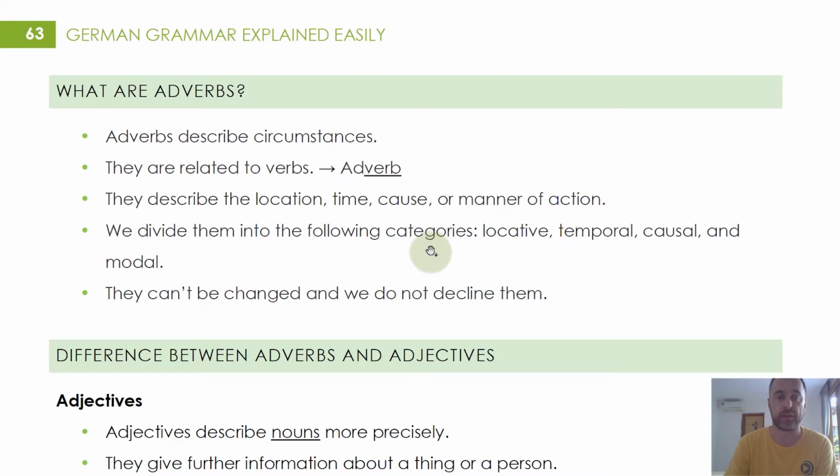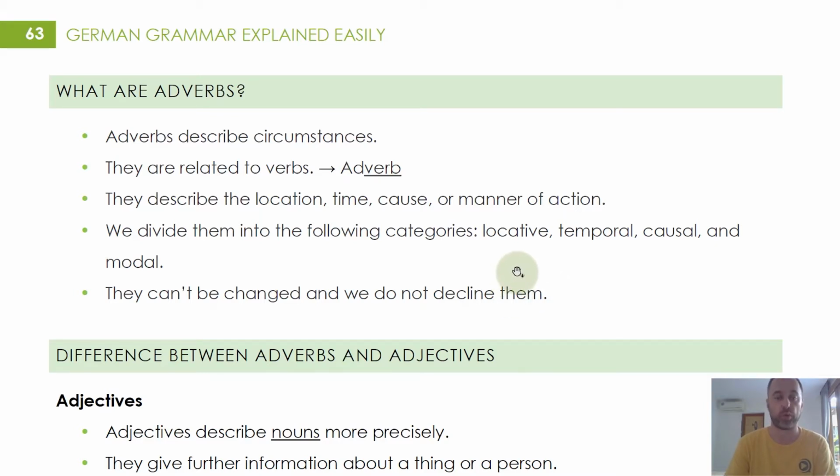And we can divide them into the following main categories. It's locative, so about the location, temporal, so about the time, causal, about the cause, and modal, that's about the manner of action. And very important for you, and also good news for you, no declension, because we do not decline them. You don't have to change endings there like with adjectives or nouns or articles.